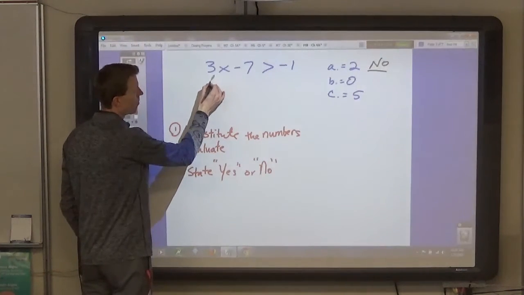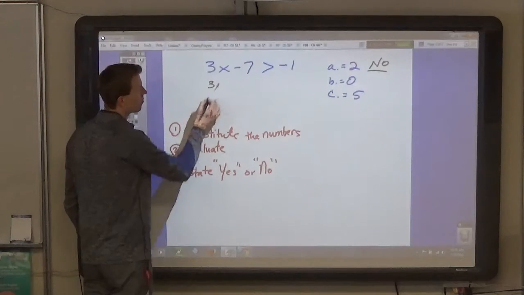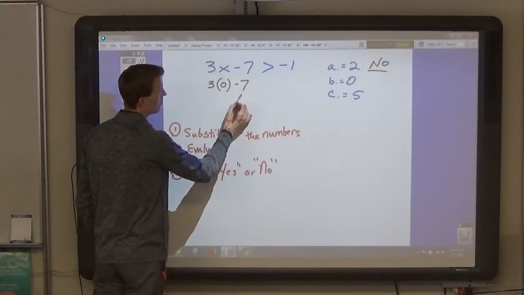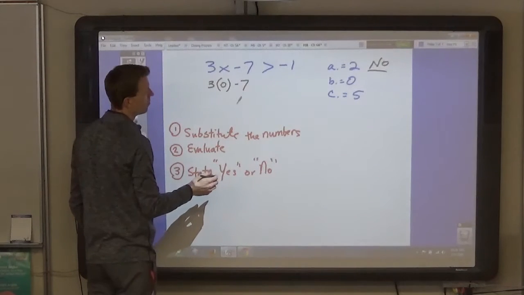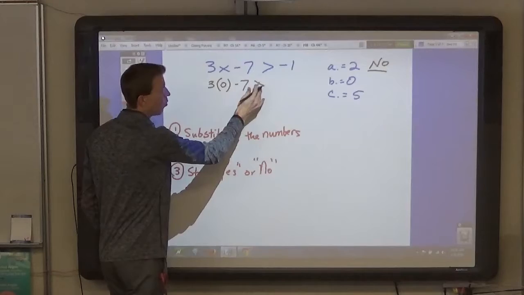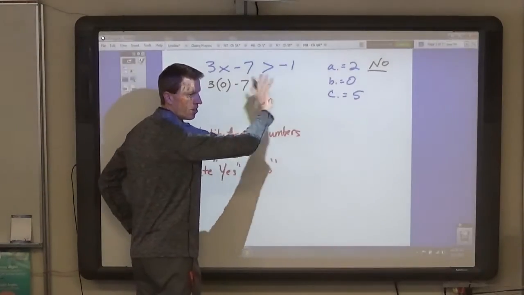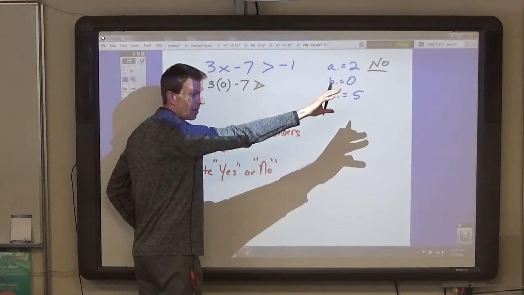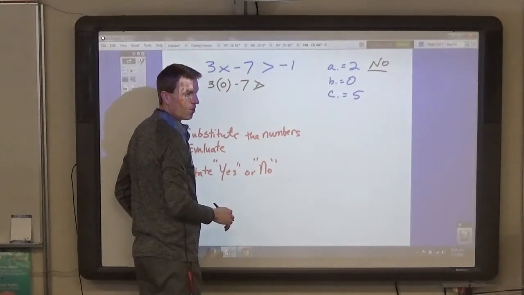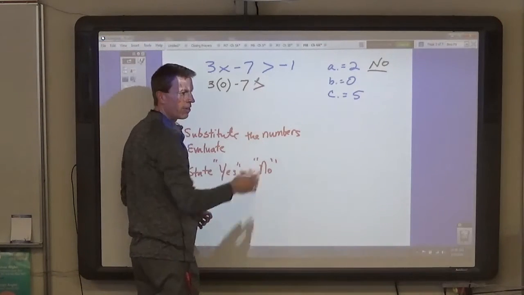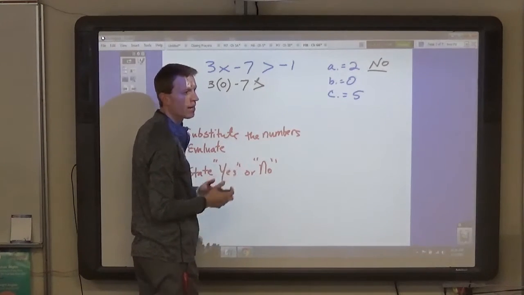So 3 times 0 minus 7. I don't know the difference between the signs. This sign points to the right. So we do the greater than. Greater than. Yep. So you have to read this as greater than.